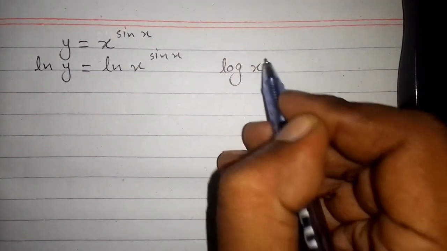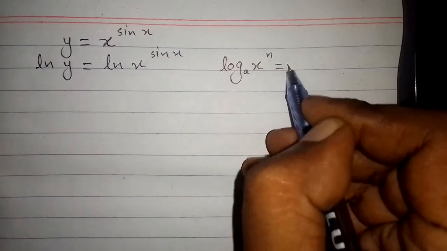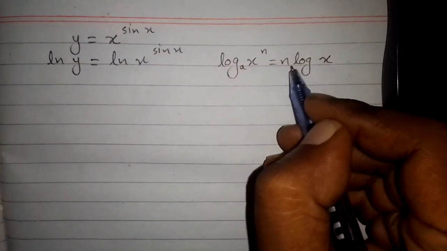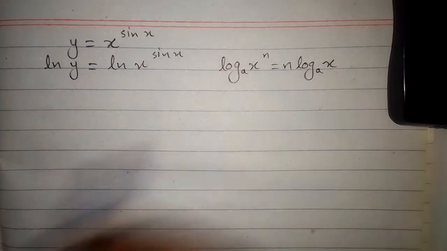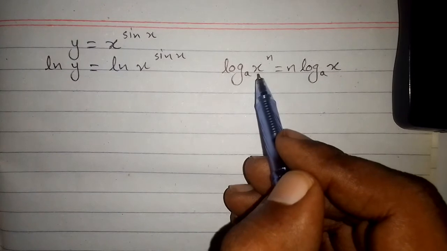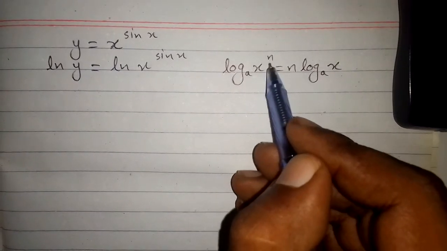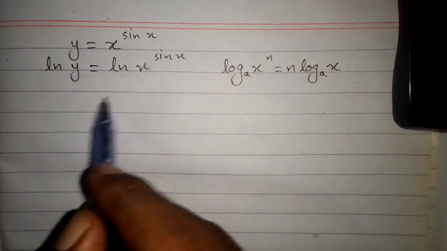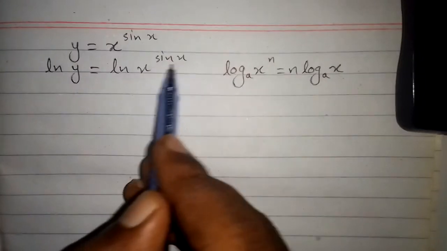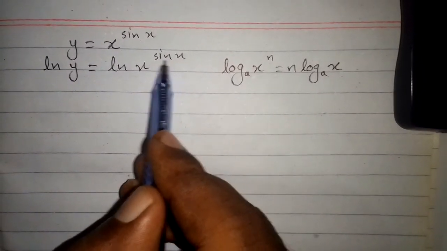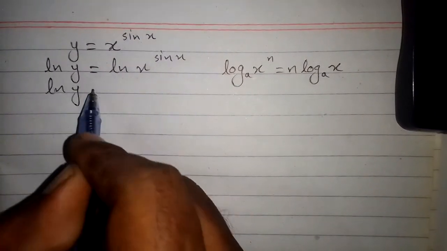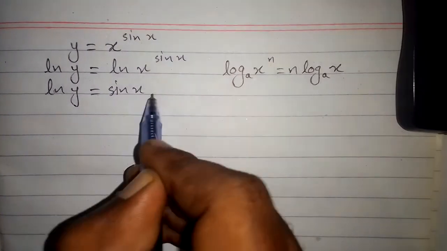log of x to the power n base a is equal to n times log of x base a. So if we have power n, this power will become the coefficient of log. So here we can see that ln of x raised to the power n. Here the power is sin x, and this sin x will become the coefficient of this ln of x. So we have ln of y is equal to sin x ln of x.